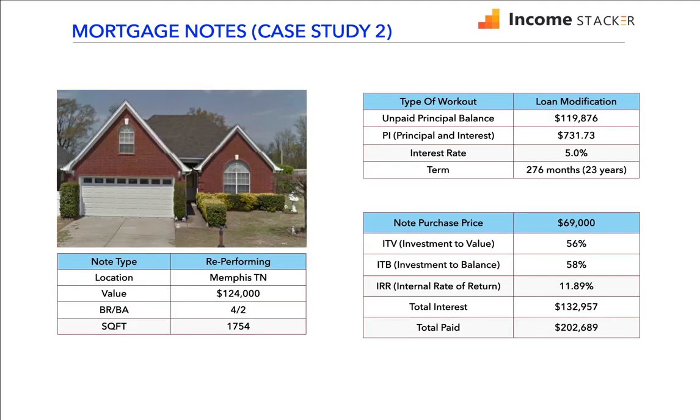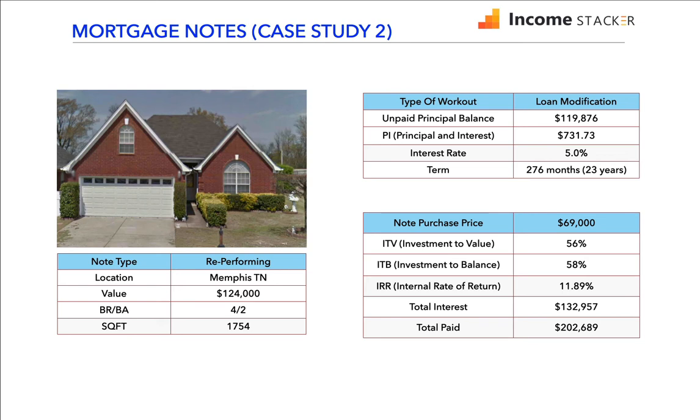So let's take a look at another case study. This one was in Memphis. Again, this should probably be written up as a deed of trust because Memphis is a deed of trust state. This note we bought as re-performing, meaning it was non-performing at one time, and the prior servicer lender had worked with the homeowner and got it re-performing.